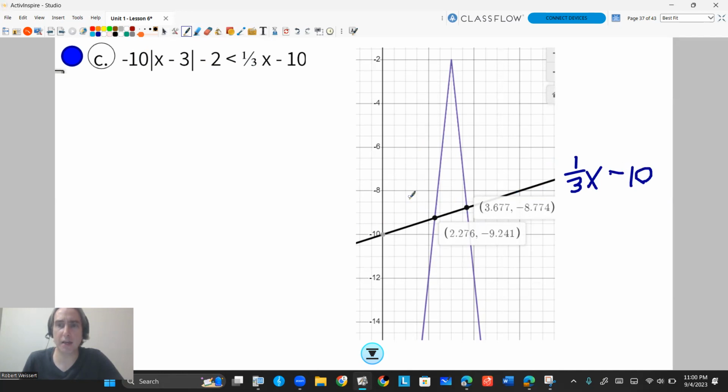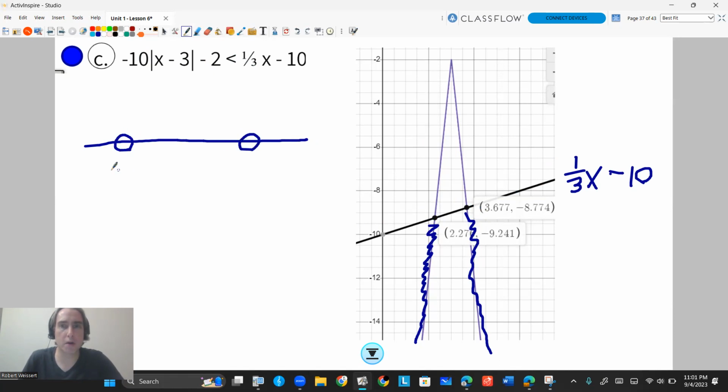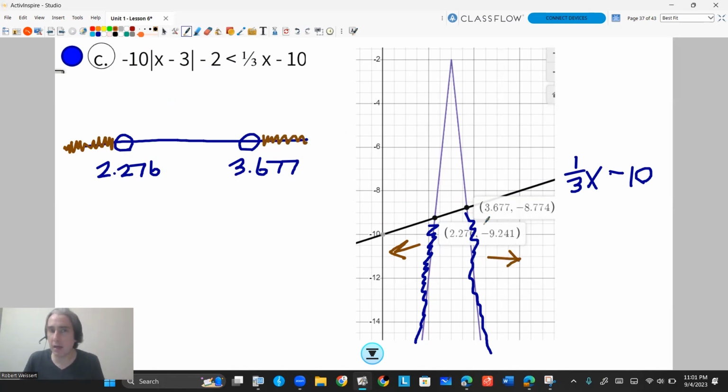So it's going to be less than it when it's on either side of these. Now notice they're not connecting here, right? They're going apart from each other. So if you think about the number line, and let me draw that a little bit better. If I draw two numbers here, negative 2.276 and 3.677. Now that's actually only going to be true when you shade to the left of that 2.276. This is going this way. And to the right of that 3.677 because it's going that way. So they're not connecting here.